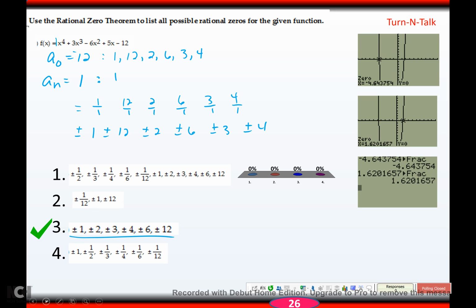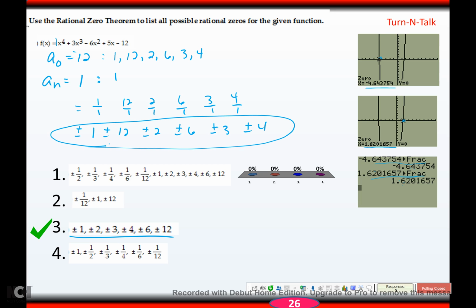Alright, and again, if I look, the interesting thing here, you're not supposed to worry about this yet. I'm just kind of showing you what happens. If I type this in my graphing calculator, and I'll show you how to calculate these zeros if you don't remember, I get -4.643754 and 1.620167. And if I try to turn those back into fractions, which is what rational means, the calculator won't do it. What that tells me is that this function has no rational zeros.